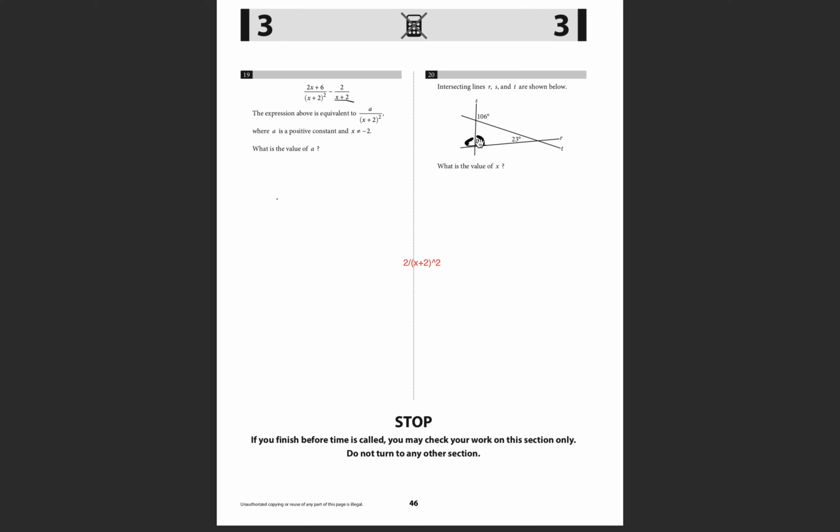We know this is 23, and this is also a straight line, so this angle equals 180 minus 106, which is 74. And if we add 74 and 23, we get 97, which is the answer for x.